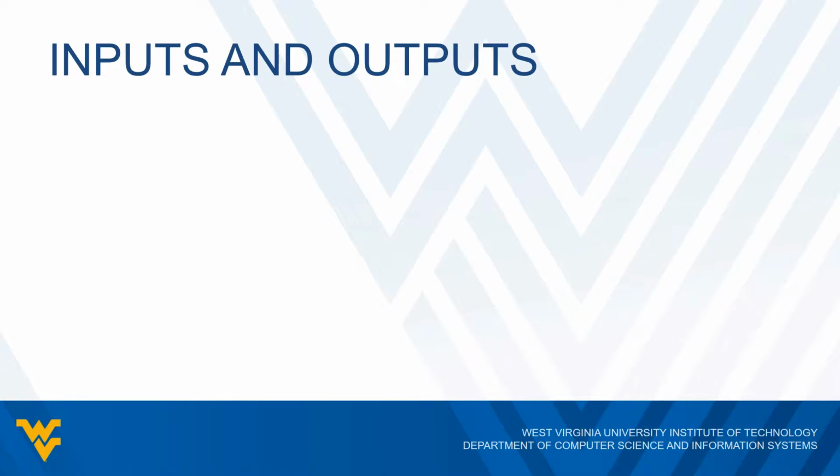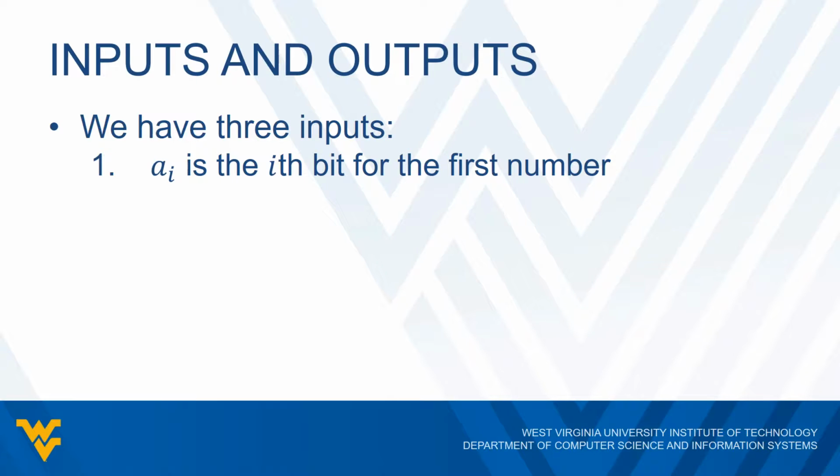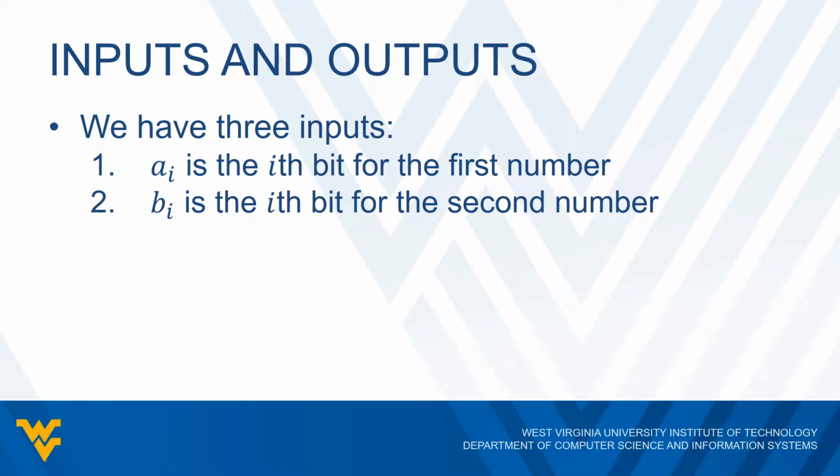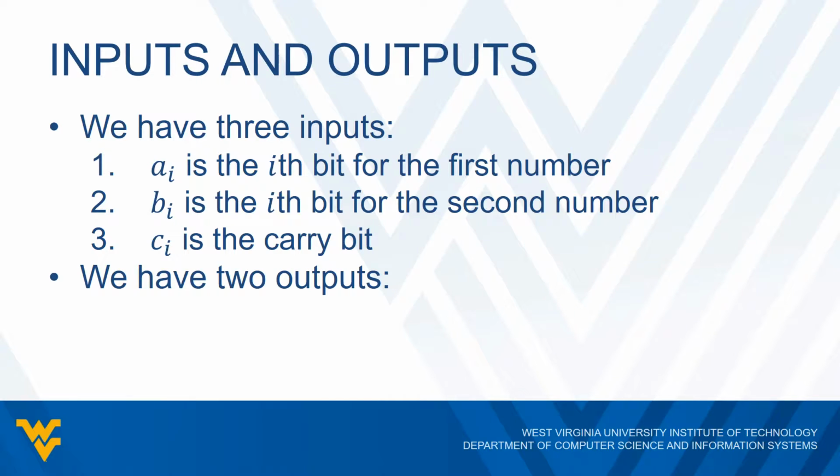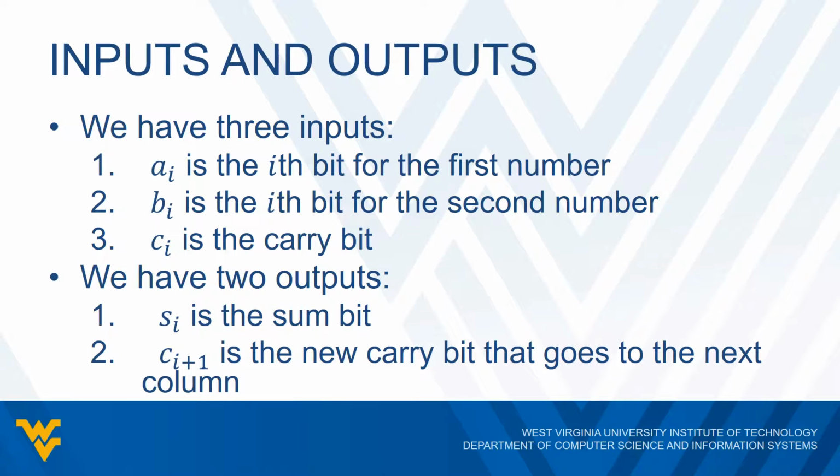Before we can design our circuit, we need to know what the inputs and outputs are. We're going to have three different inputs. We're going to have AI, which is the ith bit of the first number. We're going to have BI, which is the ith bit of the second number. And then we're going to have CI, which is our carry bit. We're going to have two different outputs. We're going to have SI, which is the sum bit, the sum of AI and BI. And then we're going to have CI plus 1. This is the new carry bit that goes to the next column. If we have a number that needs to carry over to the next digit or next set of digits, that's going to be stored in CI plus 1.